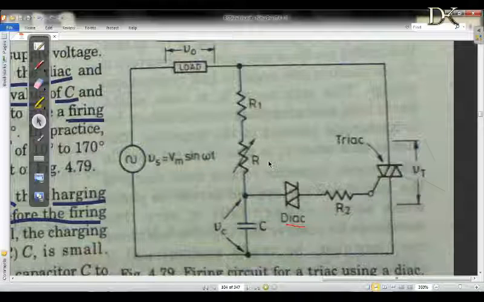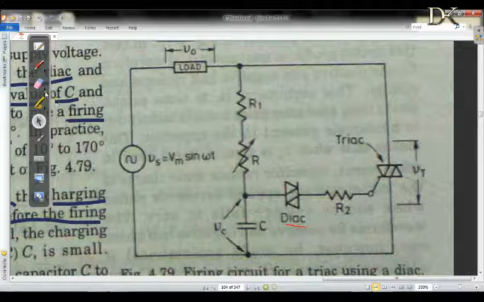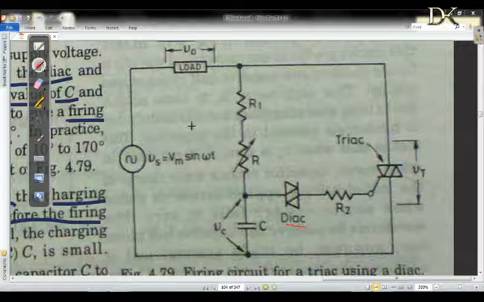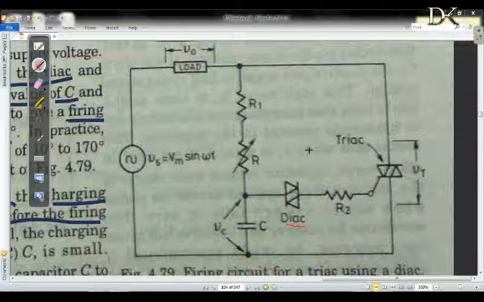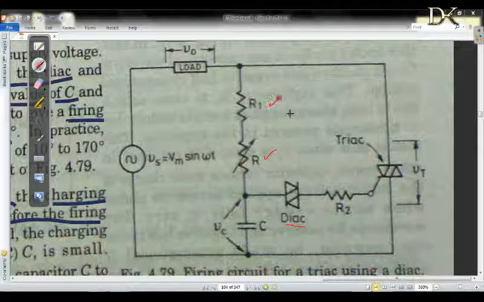This is a video regarding the triac firing circuit using diac. So here is your given circuit, and this one is the diac and this one is your triac. Here the resistor R is variable, whereas the resistor R1 has a constant resistance.